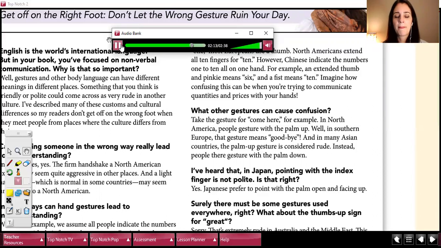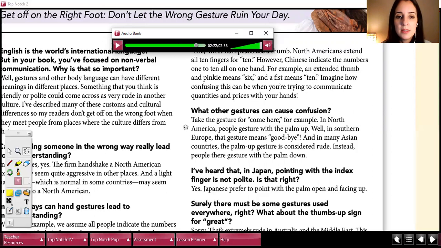I've heard that, in Japan, pointing with the index finger is not polite. Is that right? Yes. Japanese prefer to point with the palm open and facing up. Okay, I've heard that. Eu ouvi dizer, né? I've heard, we use the present perfect. I've heard. In Japan, pointing with the index finger is not polite. Is that right? Yes, Japanese prefer to point with the palm open and facing up, like indicating who they want or what they want. So just like this, it's kind of rude, okay?